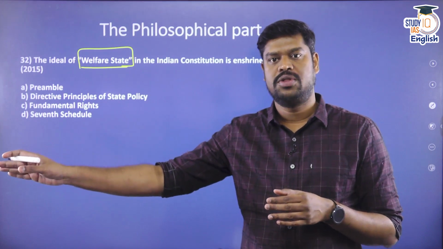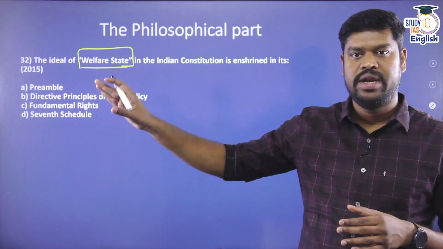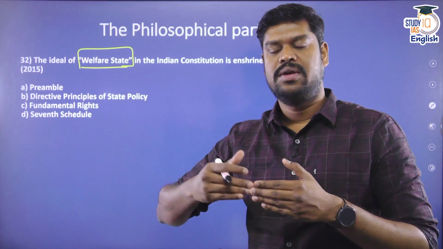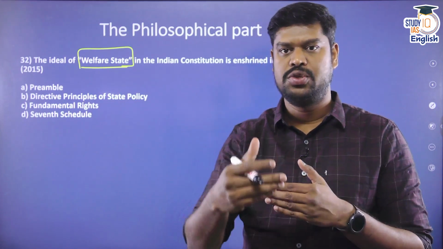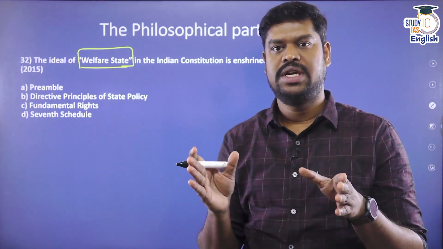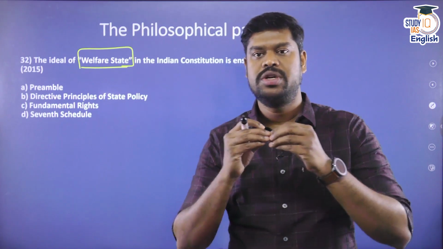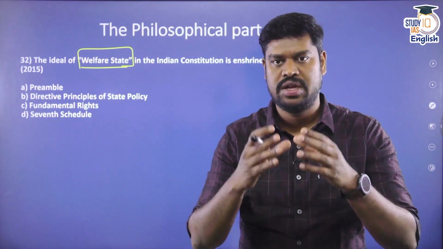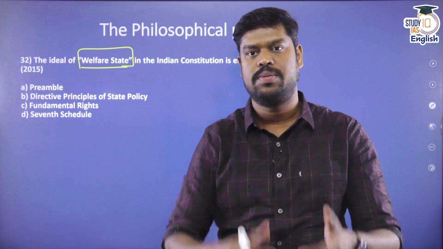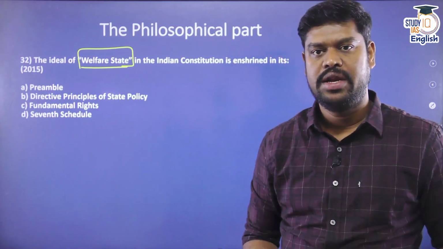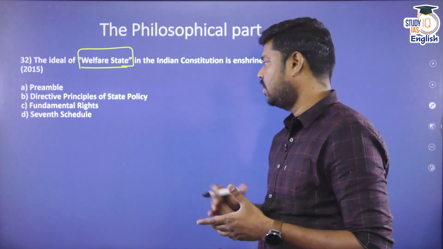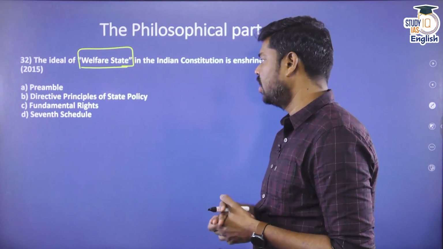Then the Constituent Assembly thought that this is a very nascent democracy, and now India has become independent, having its new constitution. It might have multiple challenges. So, the constitution itself should give some directives, so that if they start implementing these directives one by one, automatically it can lead to a welfare state. So, that is the idea behind these directive principles of state policy.